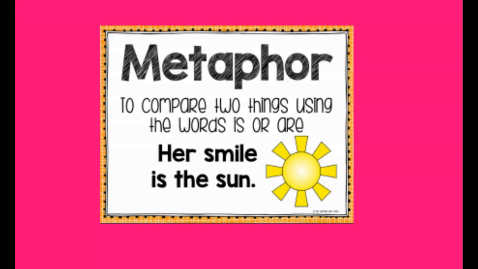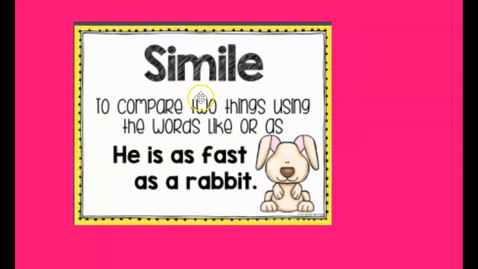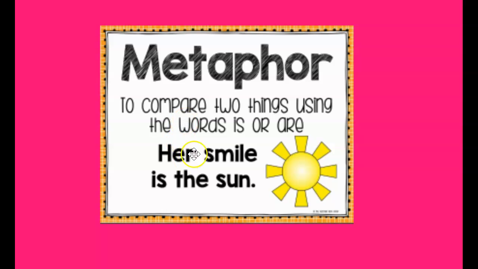Now we're first going to start with similes and metaphors because they are very similar except for a couple of words. So metaphors compare two things using the words is, or, and are. Similes also compare two things, but they use like or as. Some examples are, he is as fast as a rabbit. A metaphor, her smile is the sun.